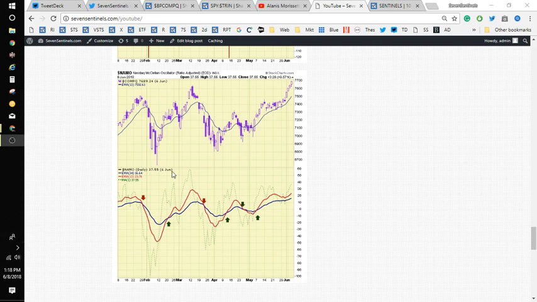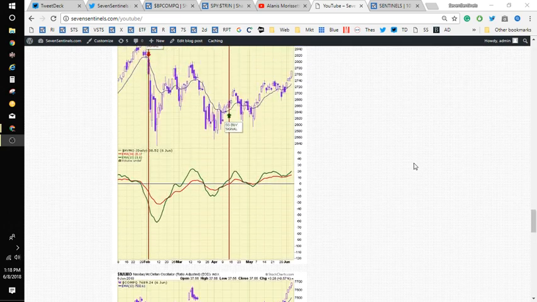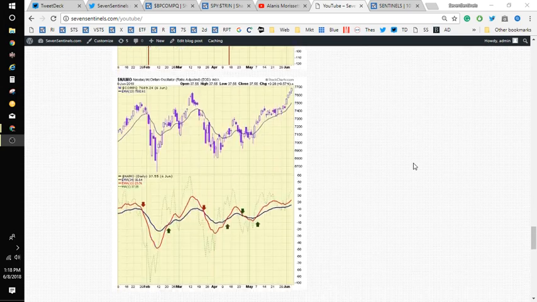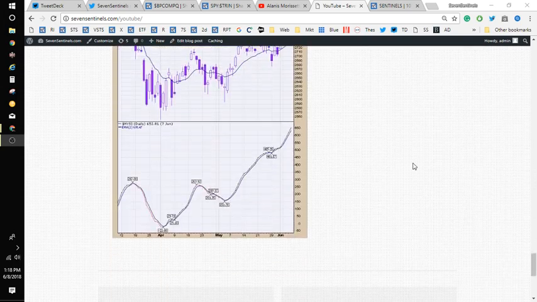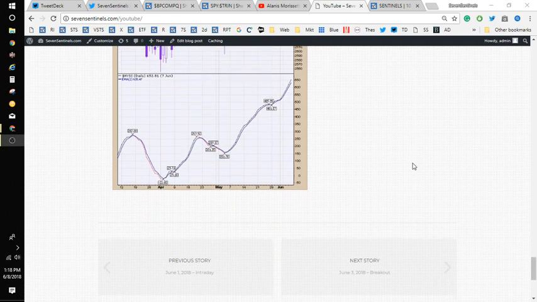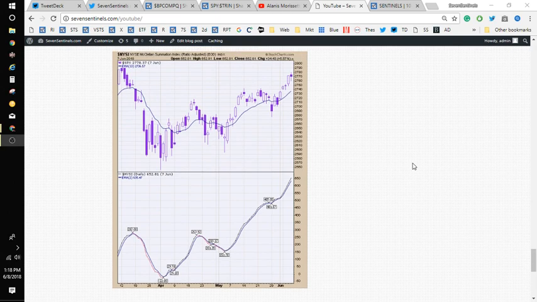In order to get a signal, all 7 of the Sentinels, 3 of which we've talked about so far, have to be in agreement. And we'll get to that after we go through all 7 individually. That's all you have to know for today about Sentinel number 3. If the summation is positive, Sentinel number 3 is an uptrend. If the summation is a negative number, Sentinel number 3 is in downtrend.